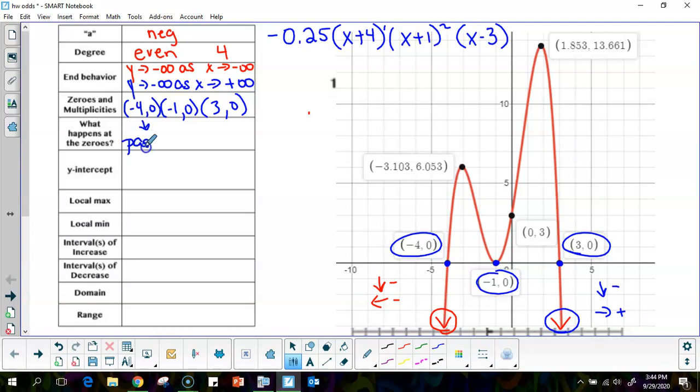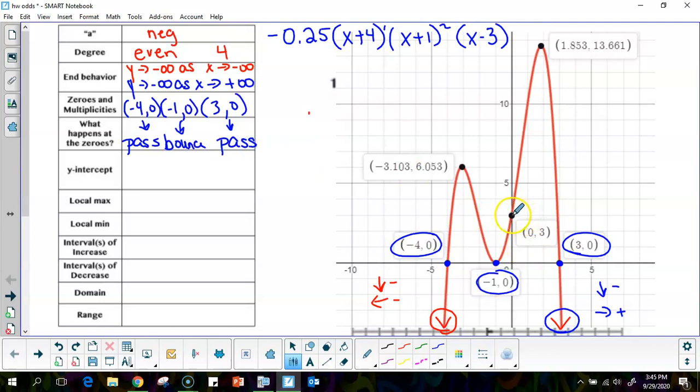So that's a pass. At the -1, it bounces. I can look at the picture or I can look at the equation and see that that's a 2 exponent. A 2 exponent means it's a pass. I'm sorry, a bounce. Bounce. And you can just put a B there if you want to. And then at the 3, again, it's a pass.